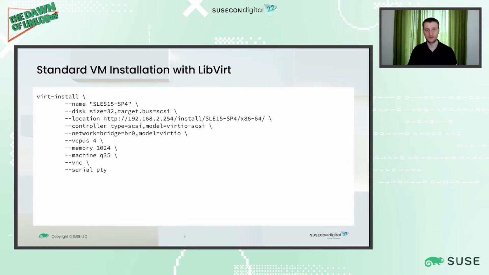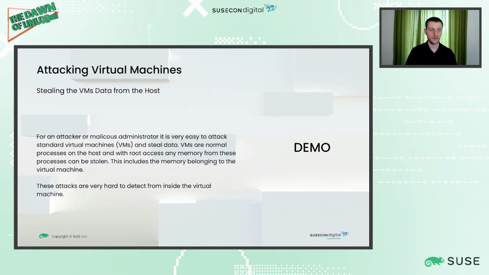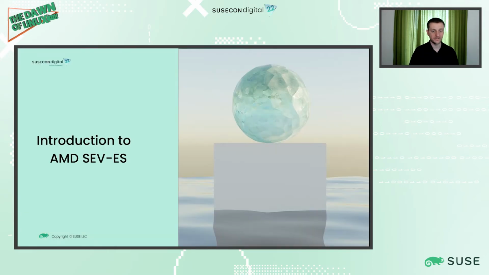So this was a pretty easy attack, and it shows how vulnerable standard virtual machines can be when the host cannot be trusted, or the hypervisor or the host owner cannot be trusted. So how can you mitigate these attacks? There's a technology in AMD processors called SEV, or Secure Encrypted Virtualization, which prevents these kinds of attacks. How does that technology work?